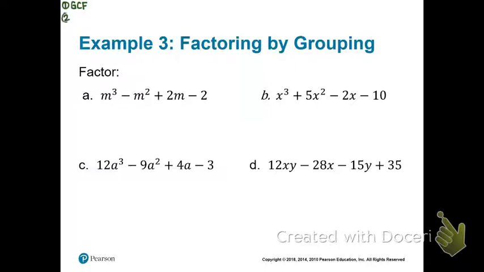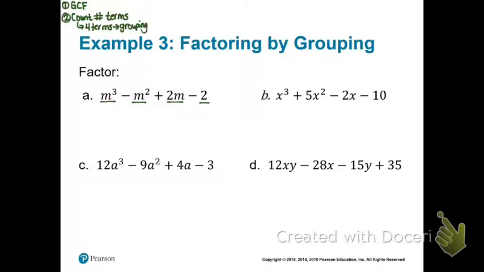So the second thing we're going to do, like it told us, is to count the number of terms. And so when I count the number of terms here, I have 1, 2, 3, and 4. Remember, terms are separated by plus or minus signs. So for 4 terms, that means we could do grouping. Now, that doesn't mean it's always going to work out. But if it's factorable, we'll have to use grouping to do so.